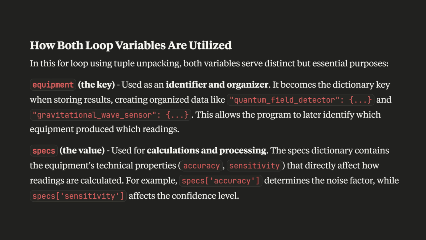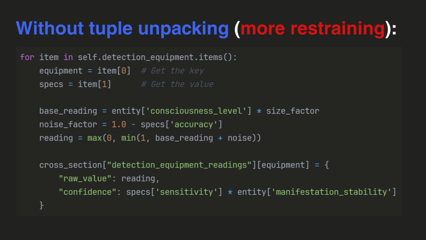And then we've got the variables available. So now both equipment and specs are variables ready for use in the loop body. This is incredibly elegant because it eliminates the need for index access. Instead of having to write item[0] the more restrained way, equipment equals yada yada, specs equals, we just do this for loop. For equipment, specs in self.detection_equipment.items. We don't need to know index positions.